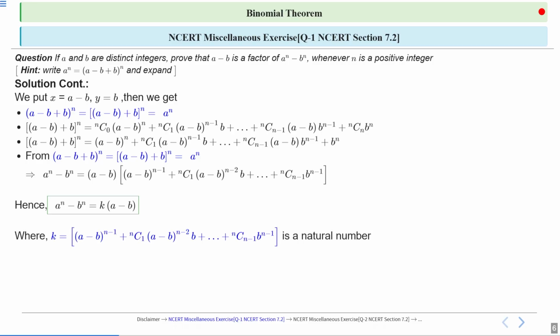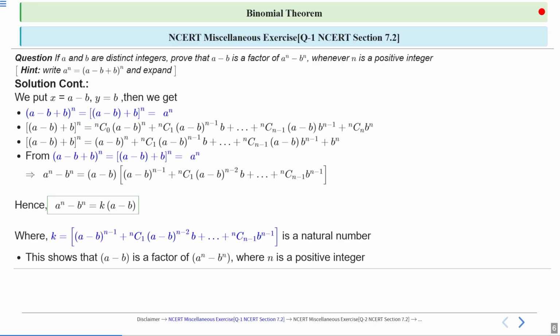So where k can be expressed as (a minus b) to the power n minus 1, plus n choose 1 (a minus b) to the power n minus 2 times b, plus dot dot dot, plus n choose n minus 1 b times b to the power n minus 1, is a natural number. And this shows that a minus b is a factor of a to the power n minus b to the power n for any positive integer.